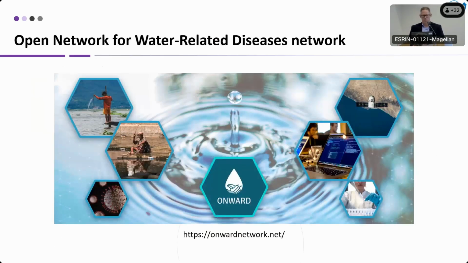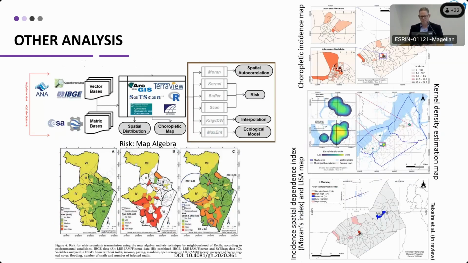So briefly, we show here a few spatial and temporal analyses. We also have some choropleth maps, risk maps, using interpolation and an ecological model that we produced. On the left below, we have a risk of urban schistosomiasis transmission in the northeast of Brazil, using a technique of map algebra analysis by neighborhood and according to environmental conditions.